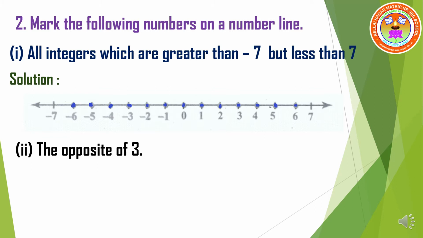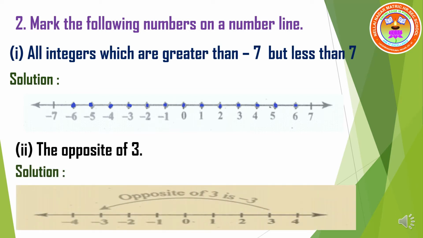Next, second subdivision, the opposite of 3. So we have to mark the opposite of 3. So let us draw the number line for that. See, the opposite of 3 is minus 3. So here we have marked the opposite of 3 as minus 3. Understood children?